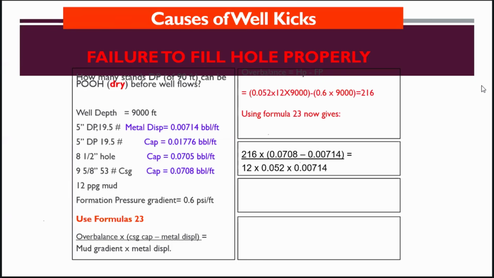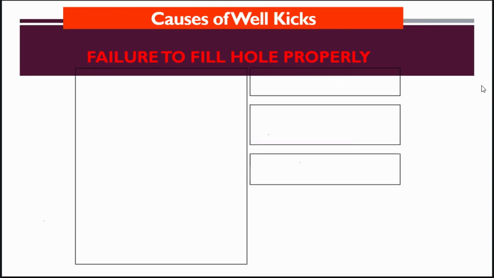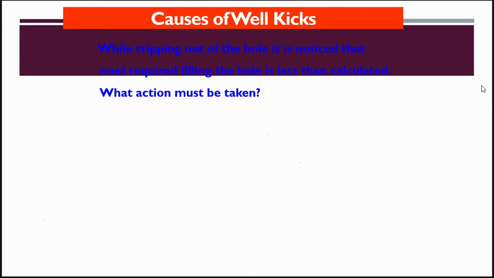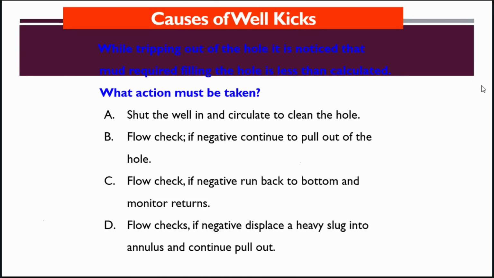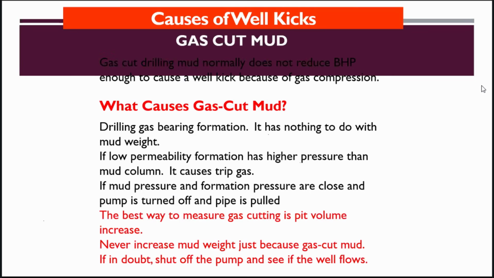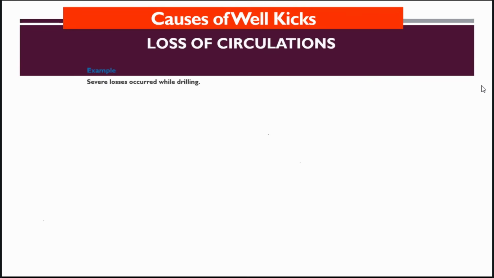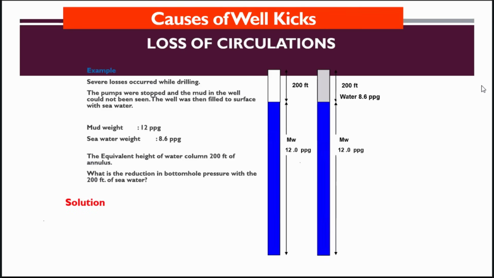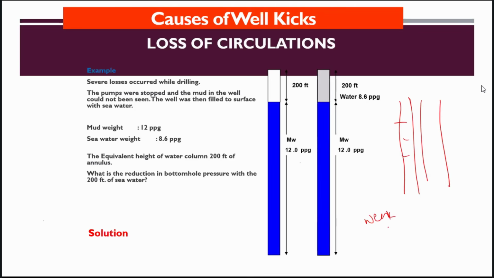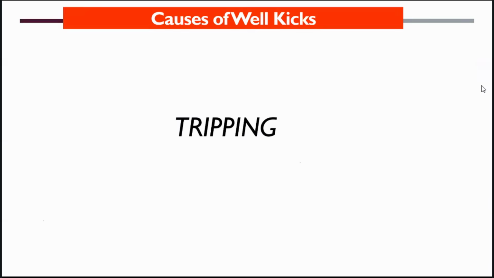So there is a calculation for this. We will skip this calculation for today. So causes we have seen. Loss circulation also we have seen. What is loss circulation? If we exceed the hydrostatic pressure too much, such that the weak formation breaks down and all your fluid is lost in the formation, that is loss circulation. Calculation we will skip for today.